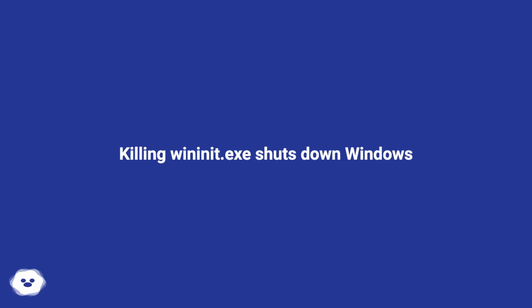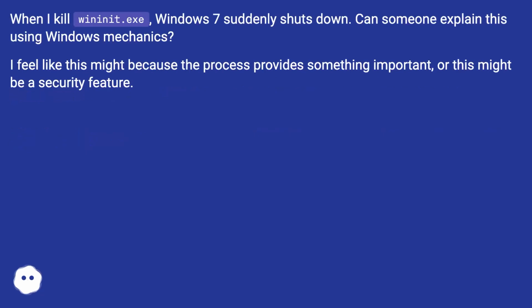Killing Wininit.Exe shuts down Windows. When I kill Wininit.Exe, Windows 7 suddenly shuts down. Can someone explain this using Windows mechanics? I feel like this might be because the process provides something important, or this might be a security feature.